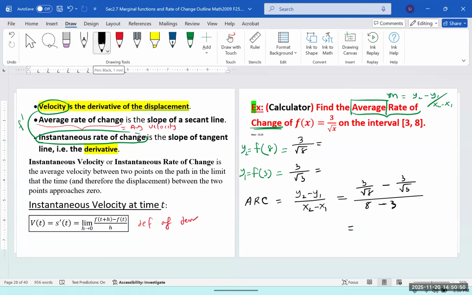Give me the decimal. Calculator means decimal, okay? You're working with the decimal. That's probably 1.06066. Yeah. And then 3 divided by 3.